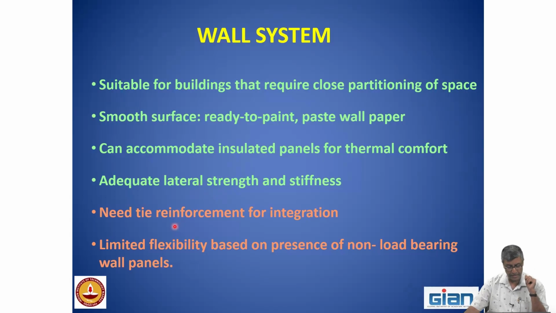However, they need tie reinforcement for integration. This is an important aspect of any precast building, that we need tie reinforcement to make sure that they stay together during any vibration. What is another problem? A problem is limited flexibility based on presence of non-load bearing wall panels. The wall panels, the way you design, some of them can be load bearing, some of them can be non-load bearing. What is meant by non-load bearing?